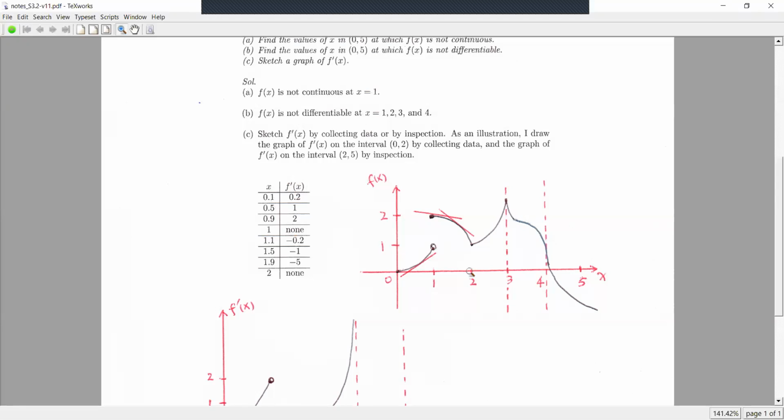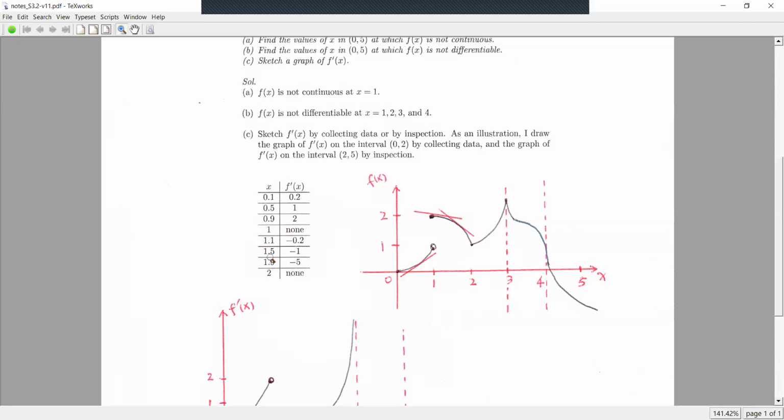At x is 1, there is a corner, no tangent line. So the derivative is not computable at 1, so none. At x is 1.1, here, close to 1, but on the right side of 1. At this point, draw a tangent line. Then the slope of this tangent line is negative, but a small negative. My guess is negative 0.2.